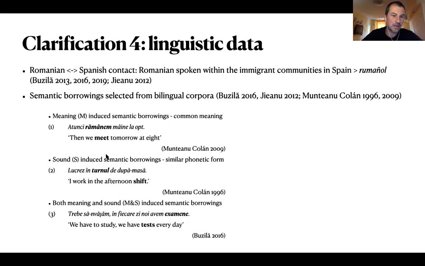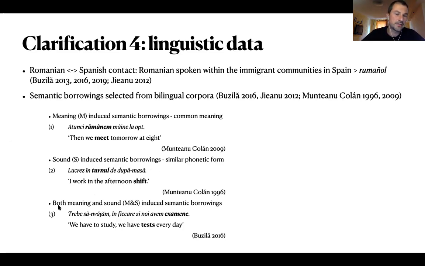The second type is sound-induced semantic borrowings. So these rely on similar phonetic form. For example, using the Romanian noun turn, which means tower, to convey the meaning that the Spanish translation turno would have, and that is a turn or shift. So like when saying work shift, someone uses the word turnul based on this phonetic similarity with turno in Spanish.